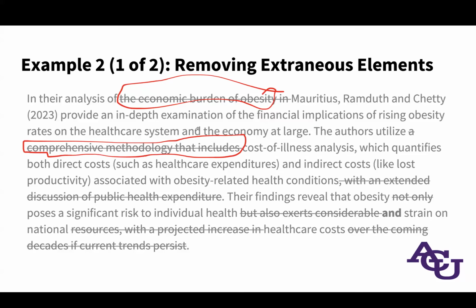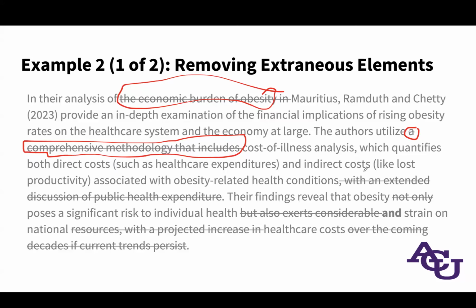Now, you may also find things like this wording, a comprehensive methodology that includes that. Yes, it does help a little bit in saying, yes, this is a sentence where it's talking about the methodology. But we get all that once we say the authors utilize cost of illness analysis that quantifies direct and indirect costs. So we can actually cut that out. And now it's more directly telling us, hey, here's the thing that they did.